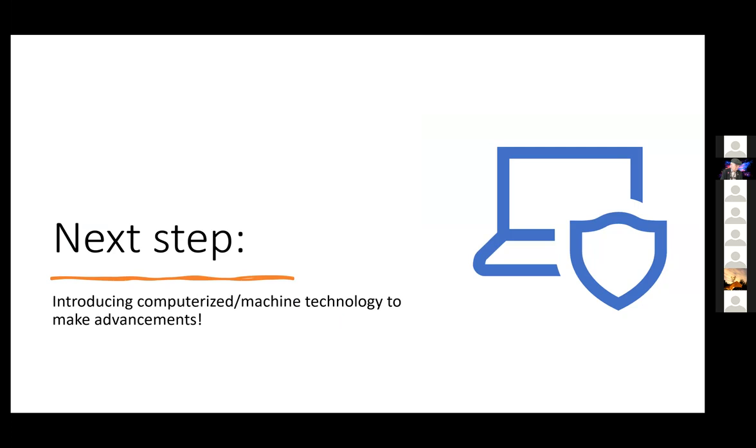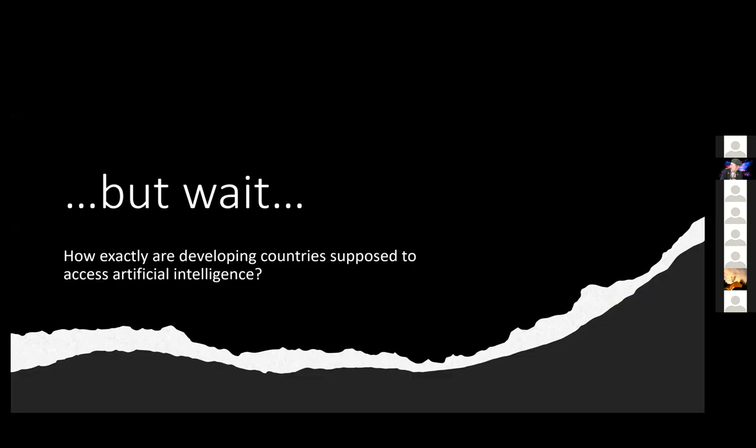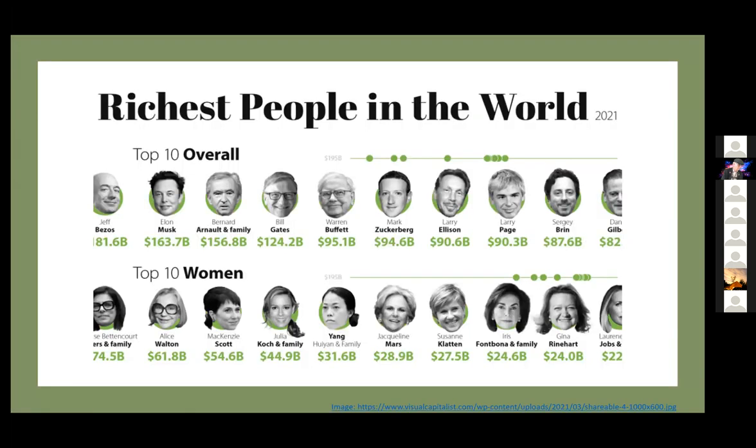So the next step is to introduce this computerized and machine technology to help make these advancements. But I mean, most of us can't afford these high-tech AI things in a developed world. So how is a developing country supposed to afford it, right? It's a big barrier. Well, I'd like to introduce you to some of these beautiful people up on the screen right now.